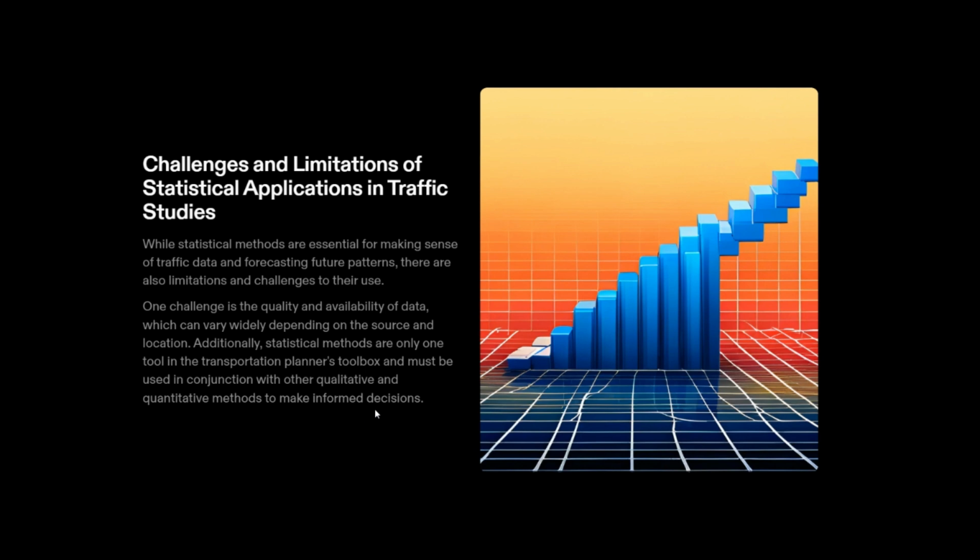The fourth point is assumptions and simplification. Statistical models often rely on certain assumptions and simplifications, which may not fully reflect the complexity of the traffic system. The fifth point is interpretation. The interpretation of statistical results requires expertise and careful consideration. Statistical analysis may reveal correlations or relationships that do not necessarily imply causation. Therefore, it is important to carefully evaluate the results and avoid making conclusions that are not supported by the data.